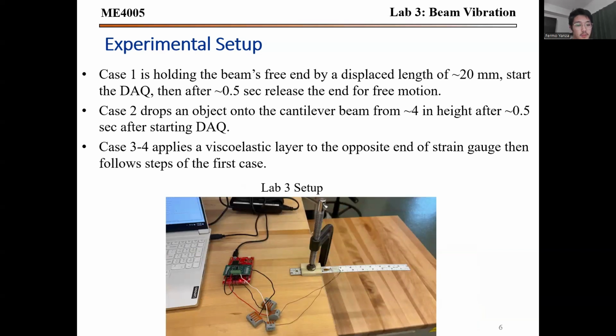So the first case was the said initial displacement of 2 centimeters. Second one was an impulse, roughly an object dropping from 4 inches in height. And cases 3 and 4 were using duct tape and double-sided adhesive.